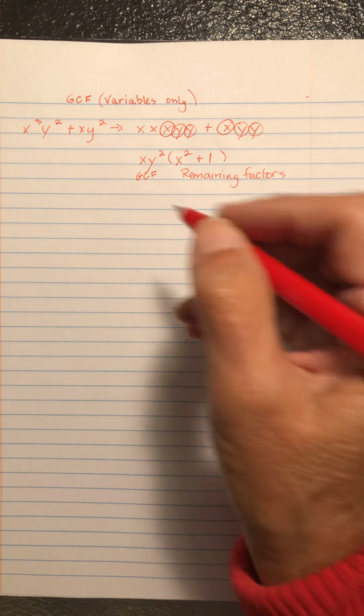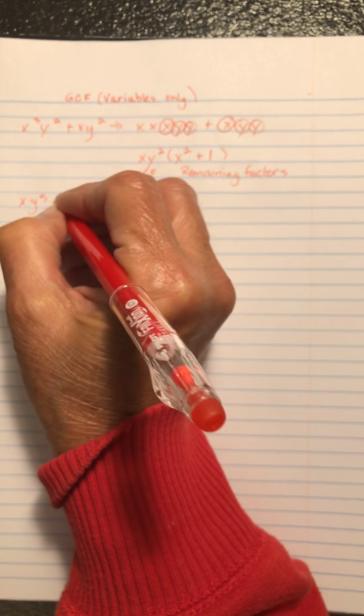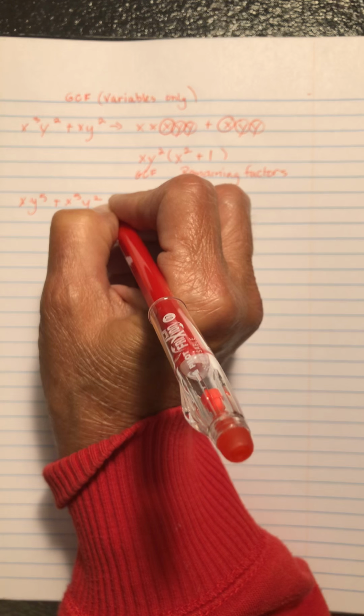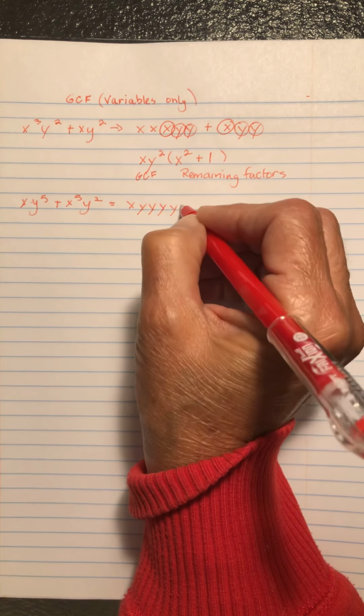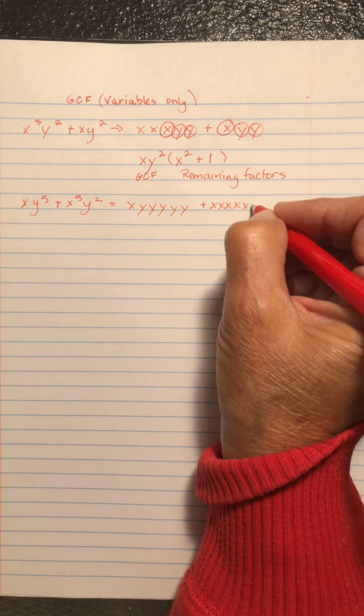All right, so we'll try another one. xy to the fifth plus x to the fifth y to the second power. Well, what does that look like? x, y, 5 x's, and y squared.